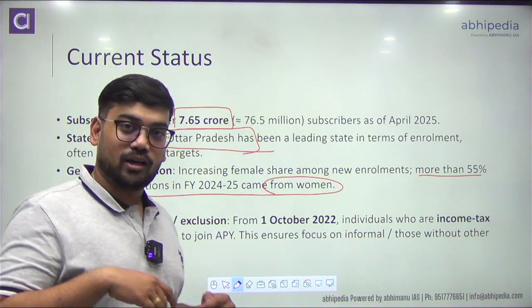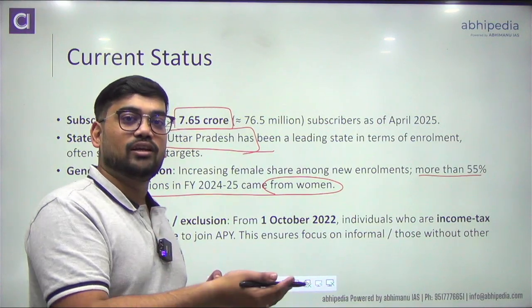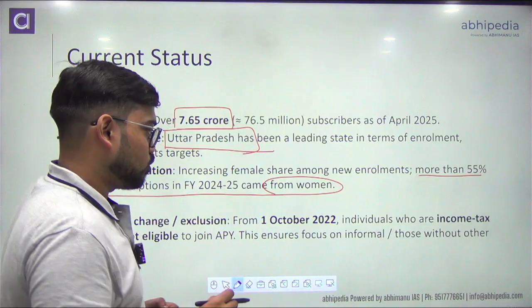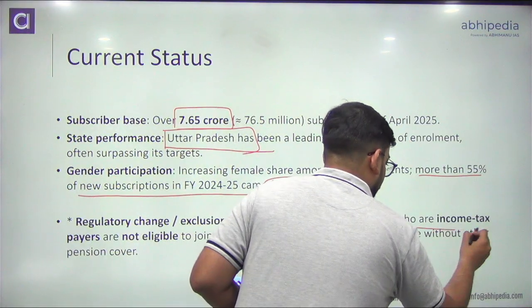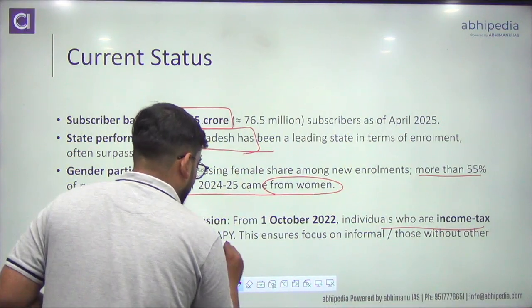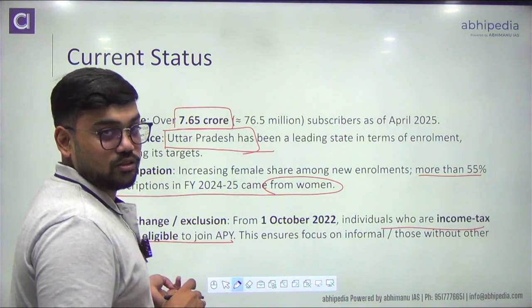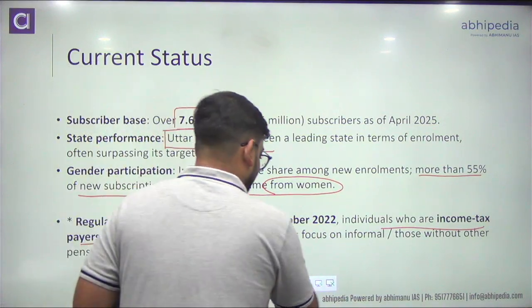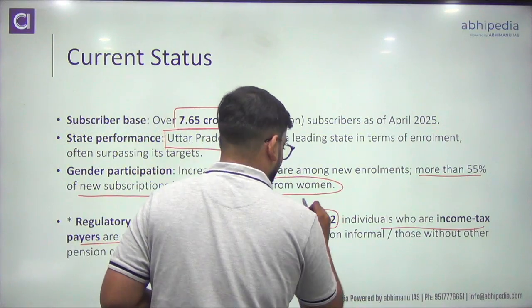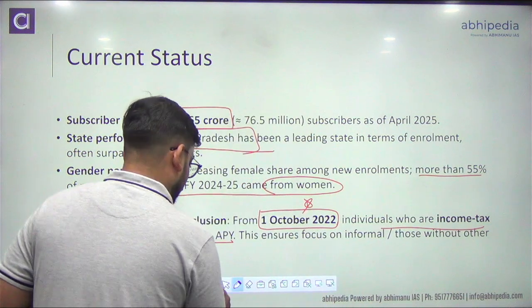Ki are all people eligible for Atal Pension Yojana? No. Those people who are income tax payers are not eligible to join Atal Pension Yojana. When was this change brought? This change was brought in the year 2022. Do remember this thing, hai na? Chaliye, moving forward.